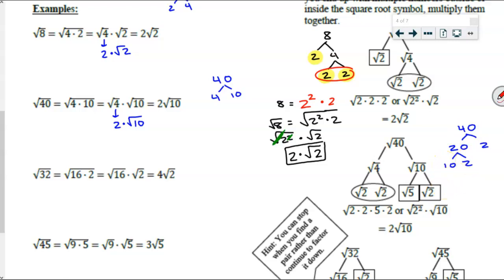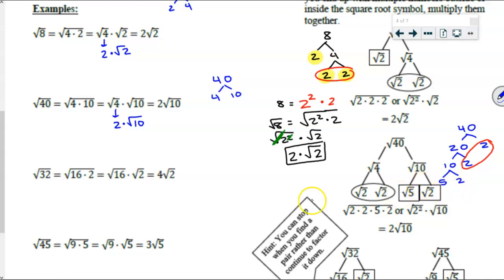Okay, do you see a pair? Yeah, there might be more pairs. So I found a pair, but let's keep looking. 10, what are the factors of 10? 2 and 5. Have we found any other pairs? Yeah? 5 and 2 is a pair? No, because it's not the same number, right? So we found a pair of 2s, a 2 and another 2. These are not a pair because it's not the same number.